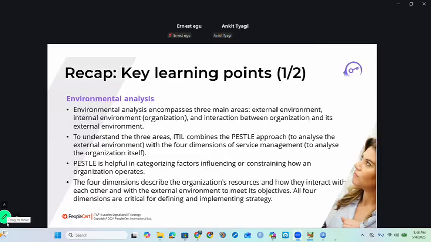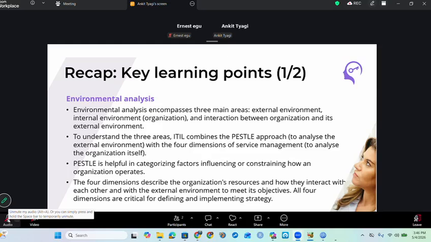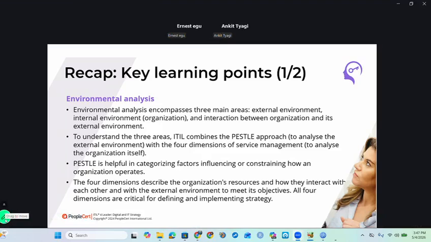And that was the smaller chapter, wherein we talked about the environmental analysis. Of course, environmental analysis encompasses three main areas: external, internal, and the interaction between the organization and its external environment. To understand the three areas, ITIL combines the PESTEL approach to analyze the external environment with the four dimensions of service management to analyze the organization itself.